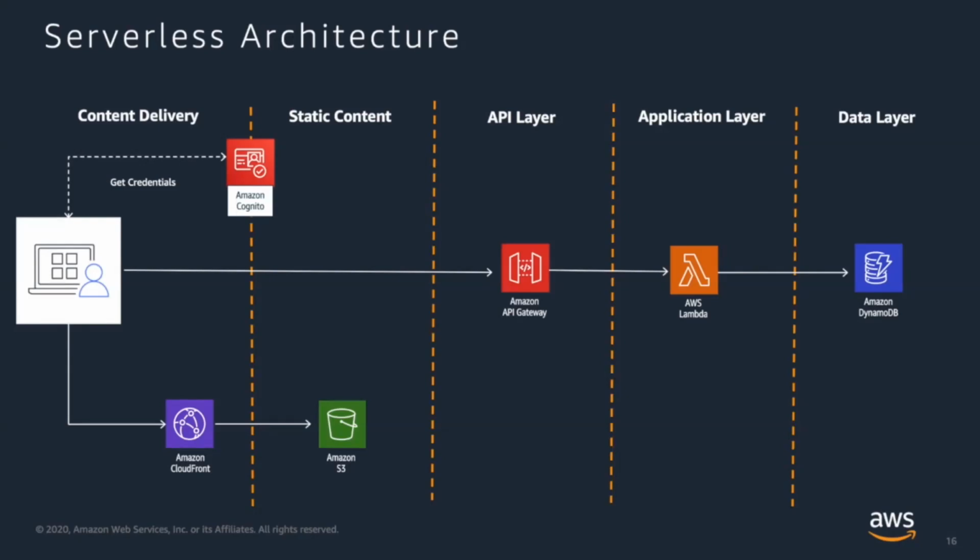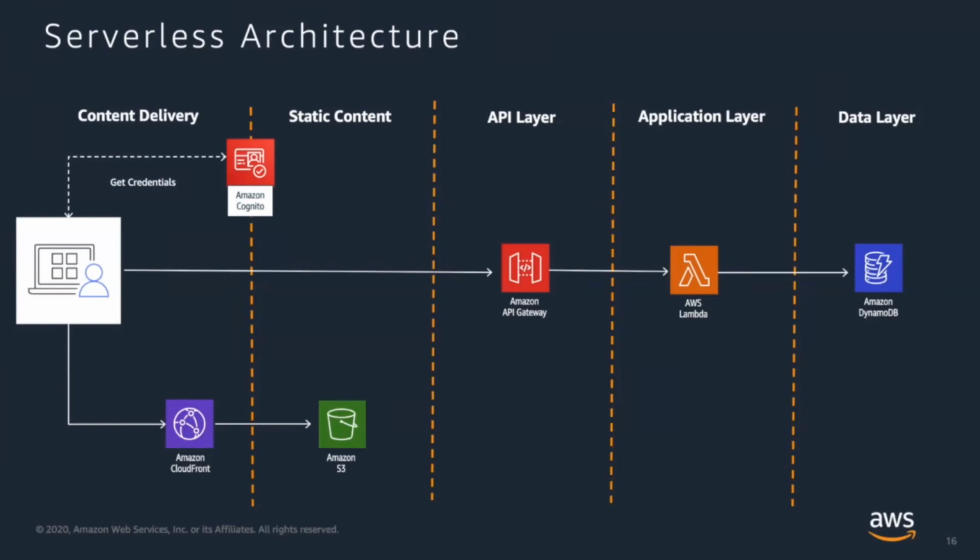And you can easily do this by using Amazon Cognito. Next, we have the Amazon API Gateway. So this lies in our API layer, which serves as a front door to our application.